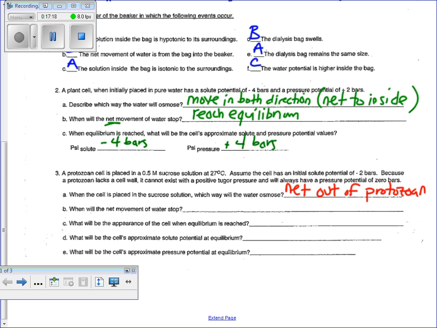When will the net movement of water stop? When you have equilibrium. Another way to put that is equal water potential. What will be the appearance of the cell when equilibrium is reached? As we already said, it will be shrunk or shriveled or whatever word you want to use. All right. What will be the cell's approximate solute potential at equilibrium?